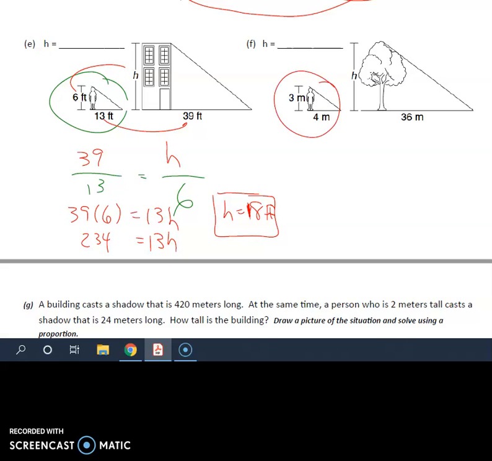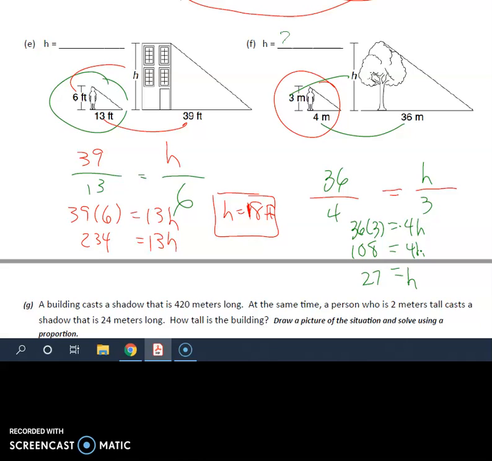And the last problem on this page, again, I would probably choose the 3 and the 4. So the 4 goes with the 36. 3 goes with the h. So if I cross multiply, it's 36 times 3 equals 4h. So 4h is going to equal 108. And if I divide that by 4, 27 would be the answer. So the tree's height is 27 meters, which is about 80 feet, actually 81.